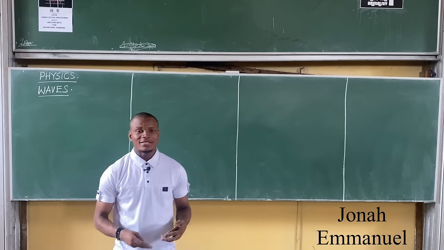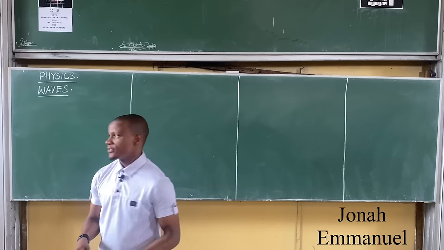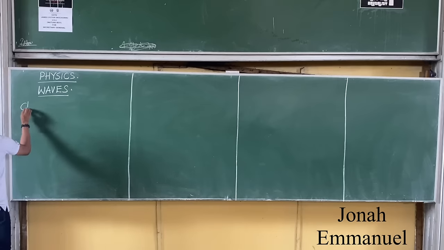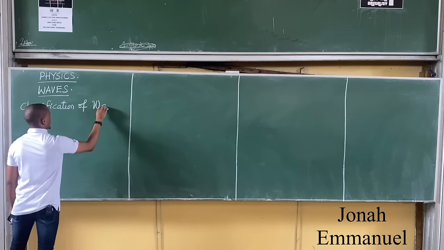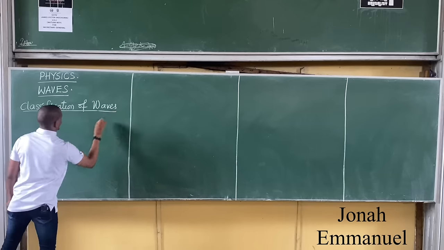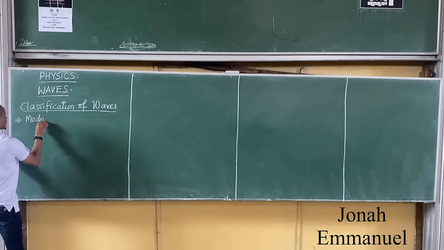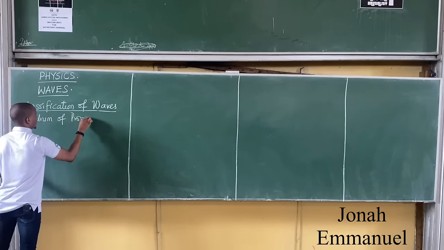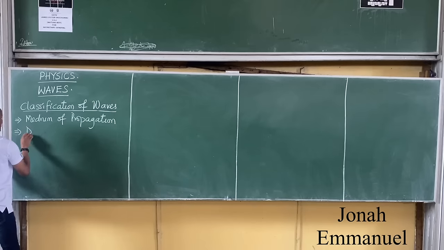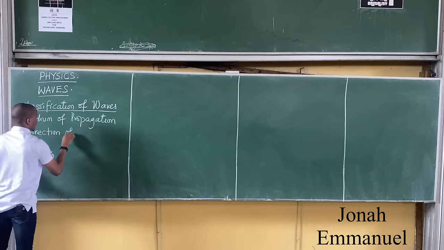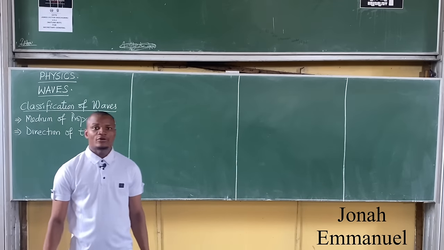Now, when it comes to classifying waves, we can classify waves based on two different criteria. The first one is based on the medium of propagation. The second way of classifying waves is based on the direction of travel. So these are two different criteria for classifying waves.